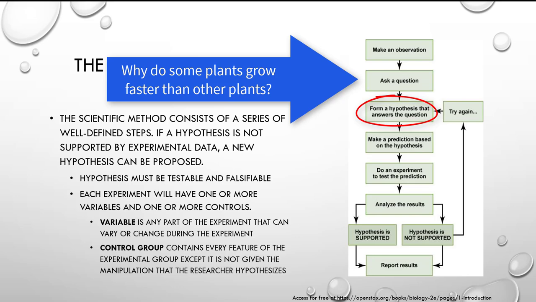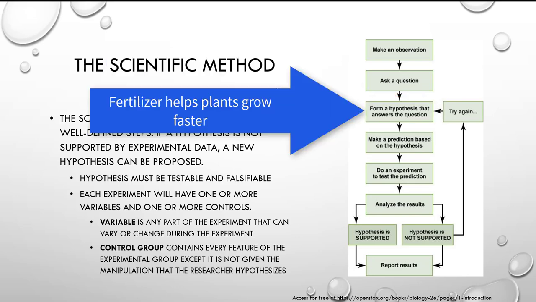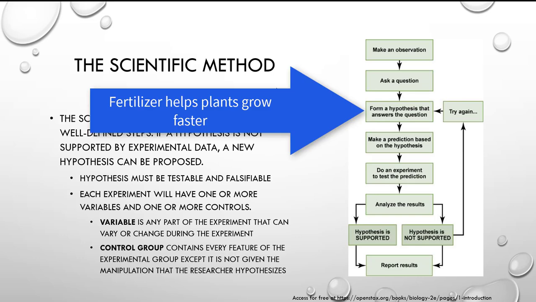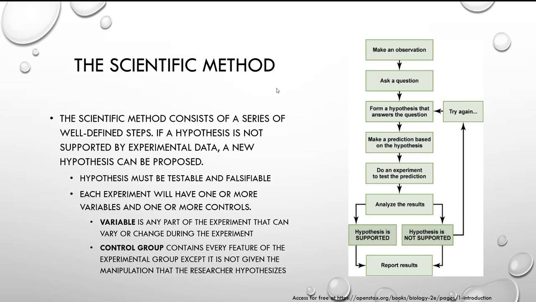Maybe fertilizer helps them grow faster. Then I come up with a prediction. A prediction is a little different than a hypothesis because it predicts the outcome of the experiment. If my hypothesis is that fertilizer helps plants grow faster, that is falsifiable because I can test some plants that have fertilizer and some plants that don't get fertilizer. If the ones that don't get fertilizer grow just as fast as the ones that do, then we know that the fertilizer had nothing to do with the growth.